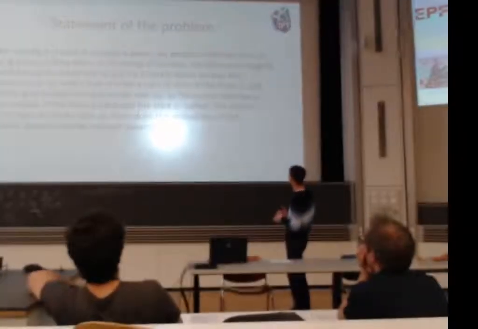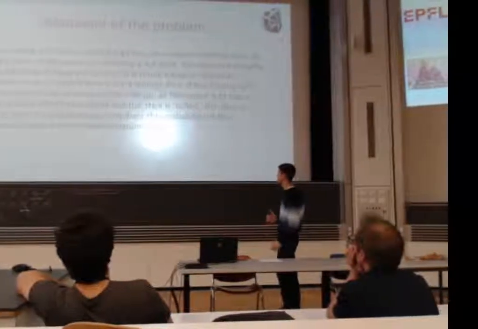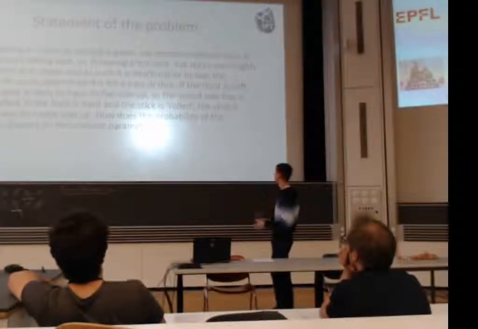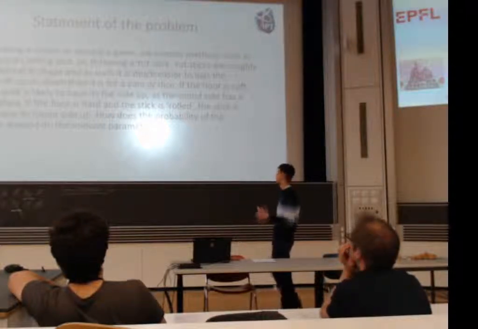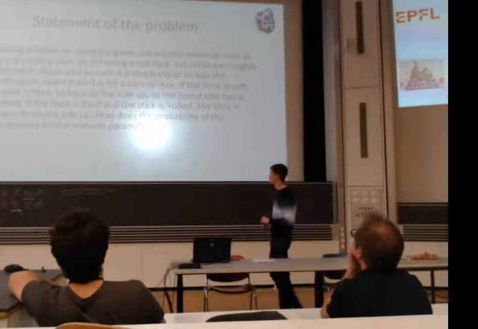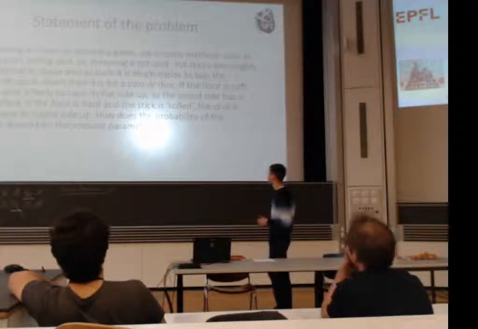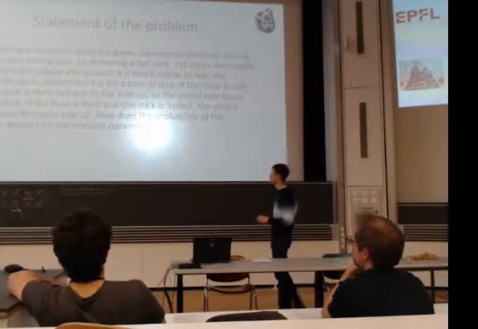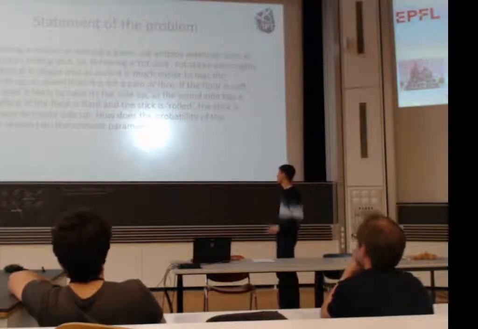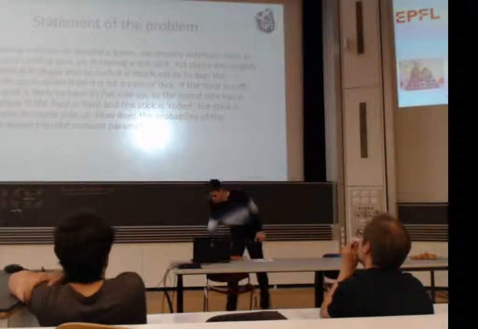So, yardsticks are roughly half-cylindrical in shape, and as such it's much easier to get the outcome of up versus down, unlike a coin or dice. If the floor is sloped, then the stick is likely to have its round side up, the side with a larger surface. If the floor is hard and the stick is rolled, the stick is likely to have its round side up. However, the probability of the outcome depends on the relevant parameters.